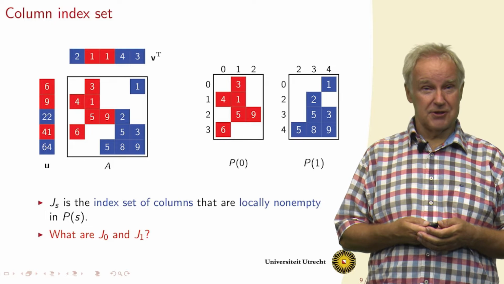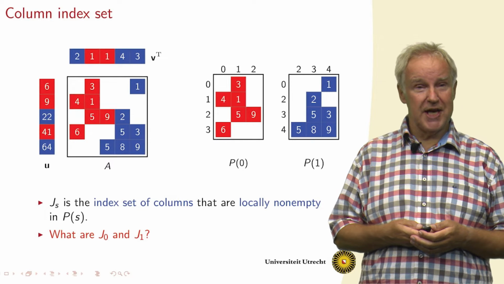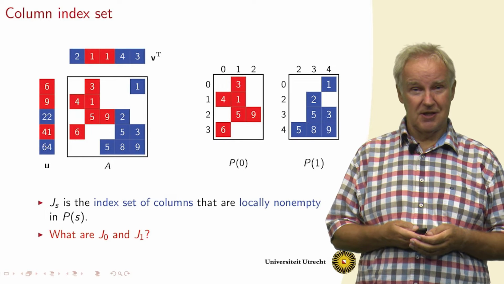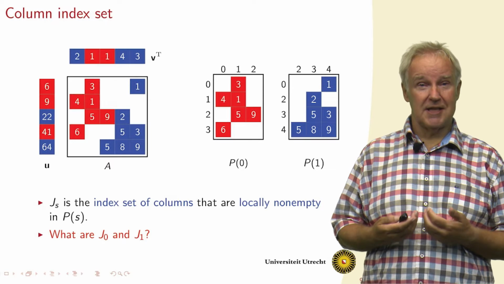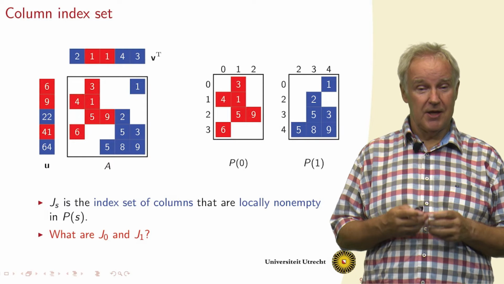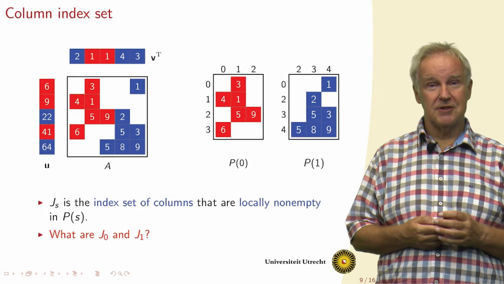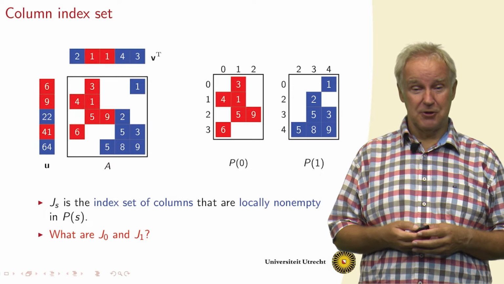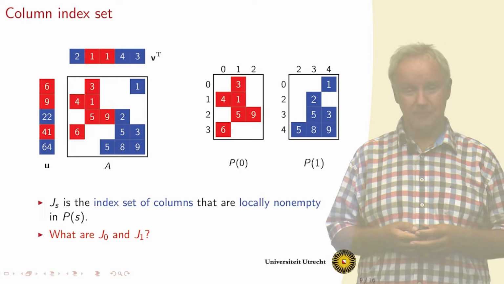And we can do something similar for the columns. So JS is the index set of columns that are locally non-empty. Now my question to you is, what are J0 and J1?